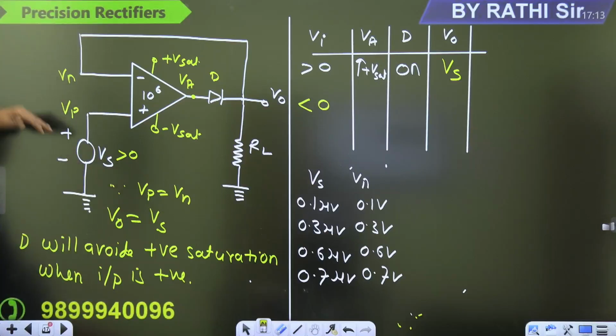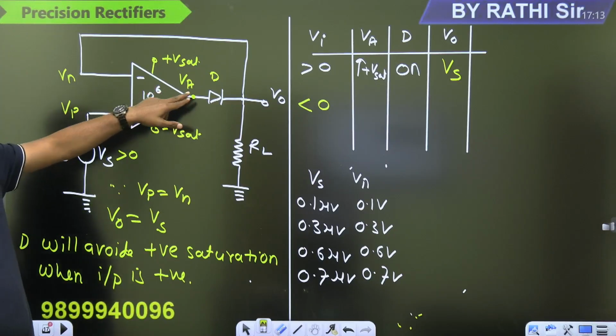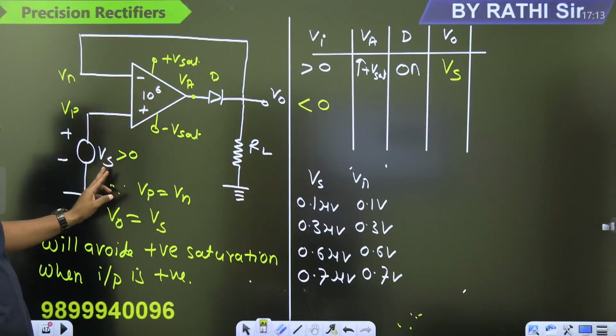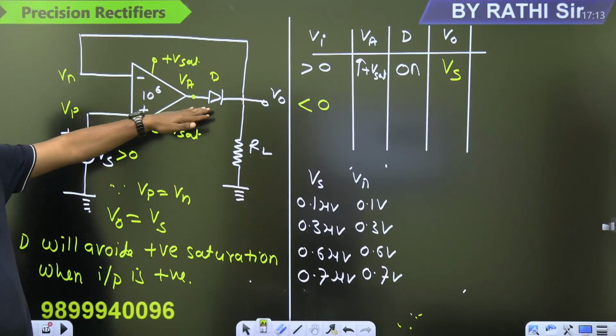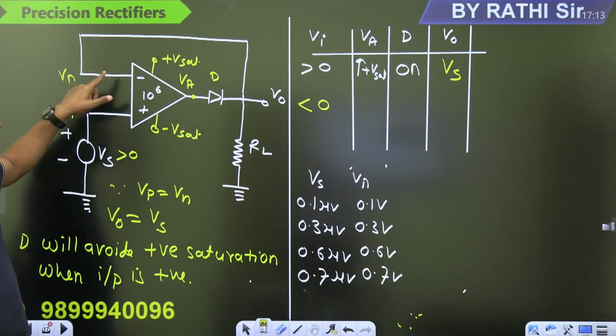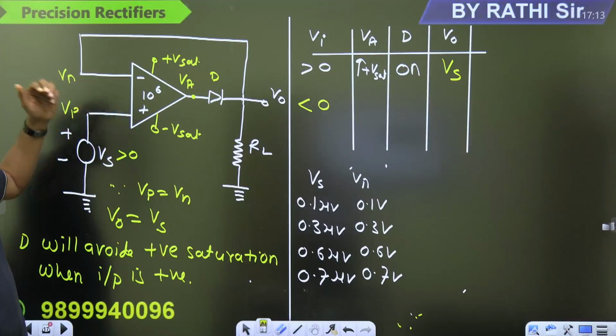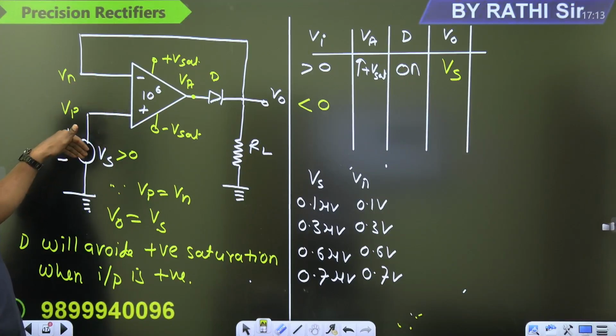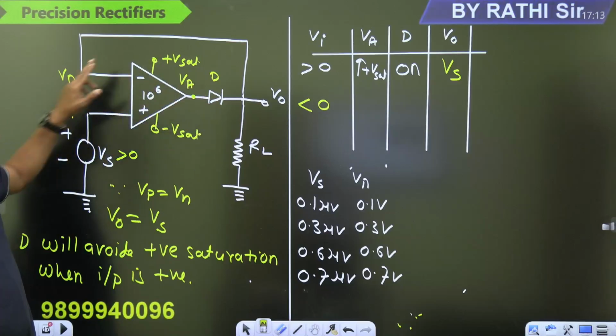First, we are increasing the voltage. Initially, the loop is open. It is moving towards the saturation. Then when it reaches 0.7 volt, for 0.7 microvolt of the input, the diode will conduct. There is negative feedback. Because of the negative feedback, saturation of the op-amp is avoided. That is, positive saturation is avoided when the input is positive. And by the virtual short concept, V0 is equal to what? Vs.